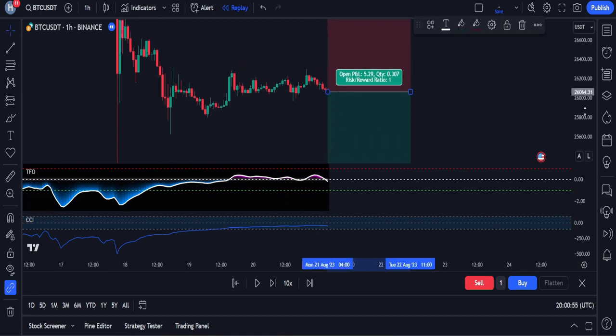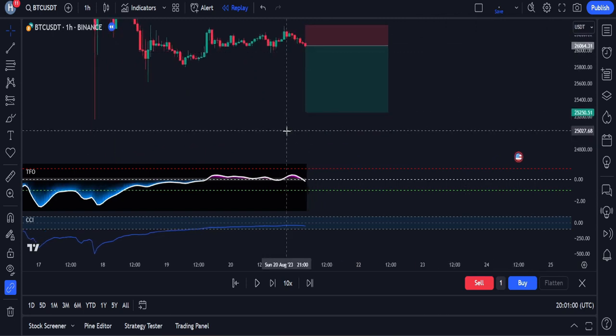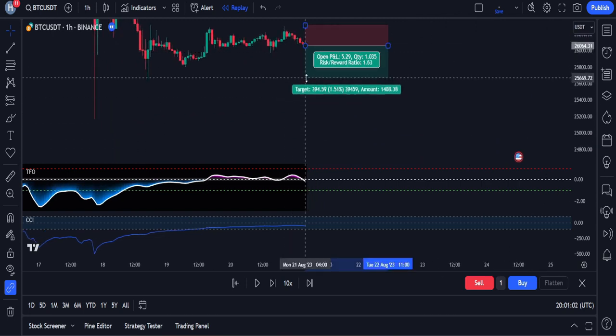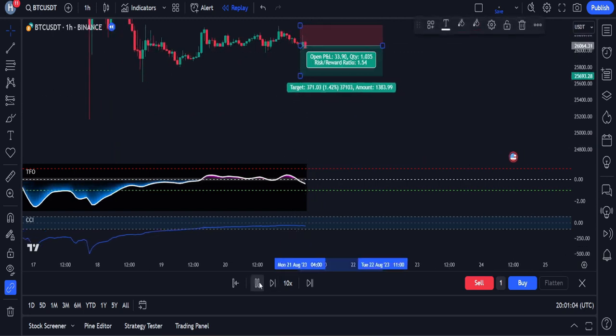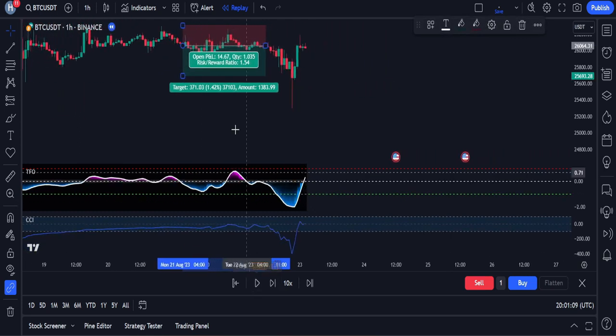So I'll quickly open a sell position here. Our stop loss will be set at the recent swing high, and the risk to reward ratio will be set at 1.5. Now let's see if the price will hit our take profit target. I hope you guys have understood this strategy clearly.